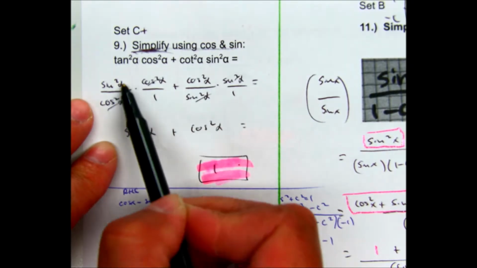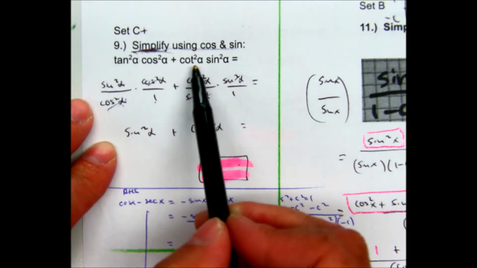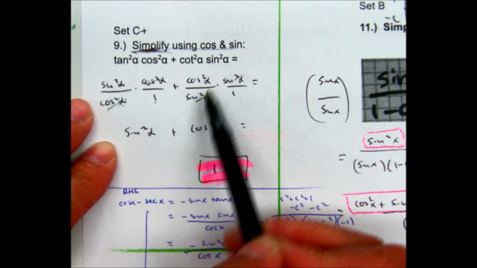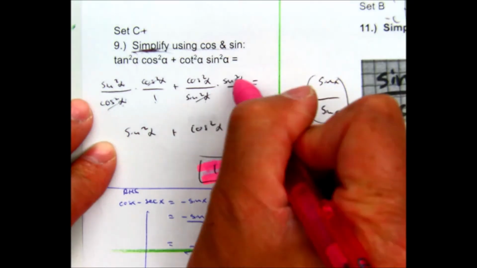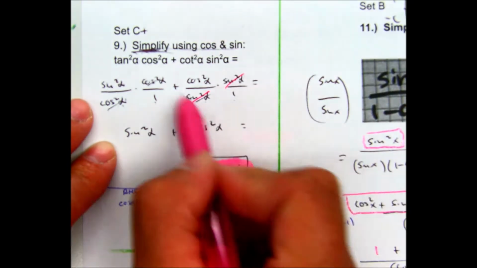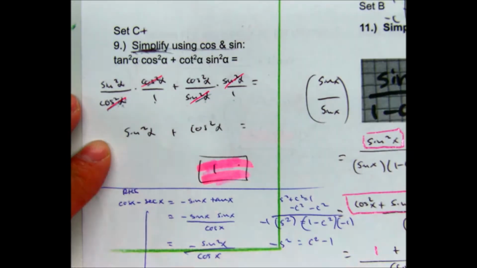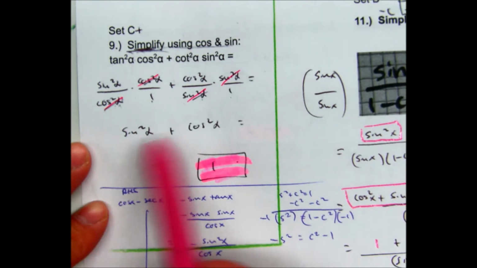So I transform that using the quotient identity, put it over 1 here. Cotangent squared alpha is cosine squared alpha over sine squared alpha, and sine squared alpha as a fraction is just over 1. Here I'm canceling my sines on this side, so you're just left with cosine squared alpha. Over here I'm canceling my cosine, so I have sine squared alpha plus cosine squared alpha, which is the Pythagorean identity, which equals 1.